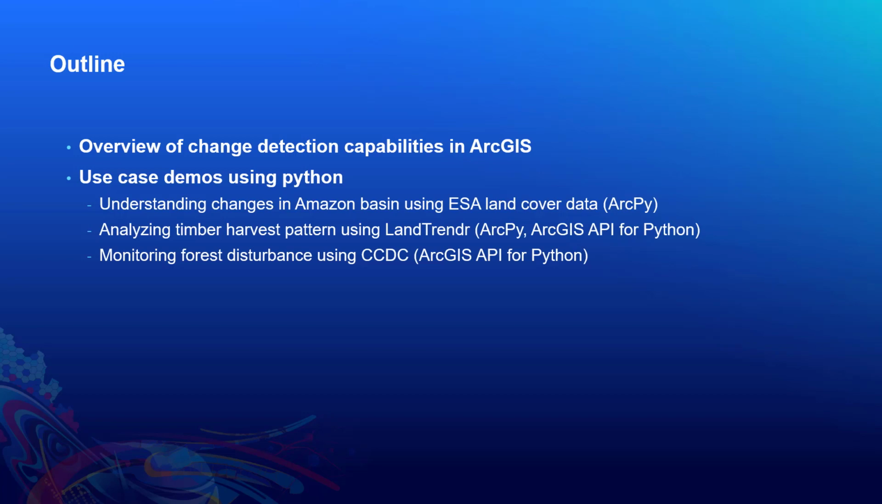In the second demo, we'll analyze timber harvest patterns in the West Cascades Forest using LandTrendr. LandTrendr here is a new change detection algorithm which we have just added in Pro 2.7. In the third demo, I'll show how to monitor forest disturbances from Landsat time series imagery using the CCDC algorithm.